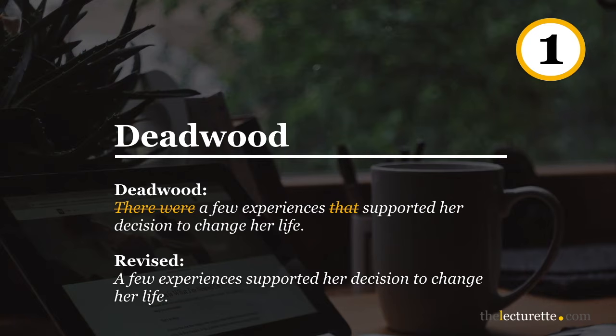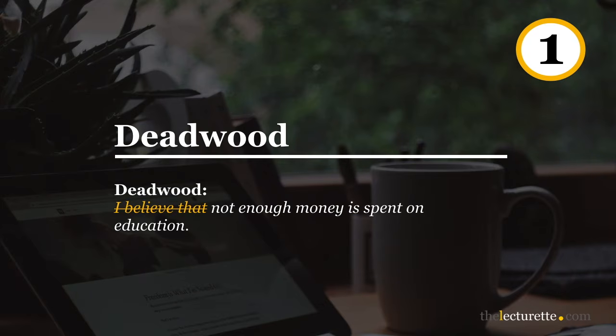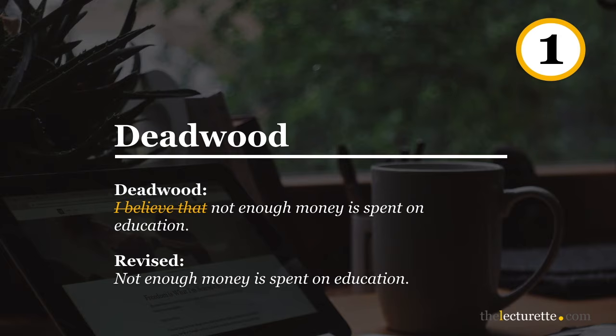Another common example of Deadwood is starting sentences with phrases like I think, I feel, or I believe, like in this sentence. I believe that not enough money is spent on education. Here, I believe is not necessary to make your point. Since you are the person writing the sentence, it's obvious that, unless stated otherwise, you are the person who has that belief. And just writing not enough money is spent on education makes exactly the same point.